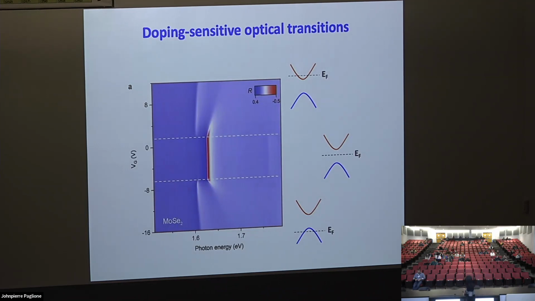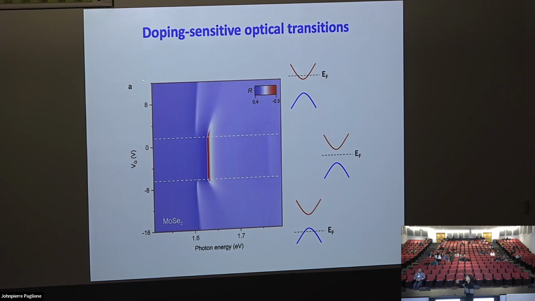Okay. One other property I would like to mention is that those optical transitions are very sensitive to doping. So this is a contour plot. Let's just focus on what's in the middle. This is the case when the monolayer molybdenum selenide is charge neutral. And you see this very strong absorption, which corresponds to the 1s peak. And then you see this faint one, this is the 2s state.